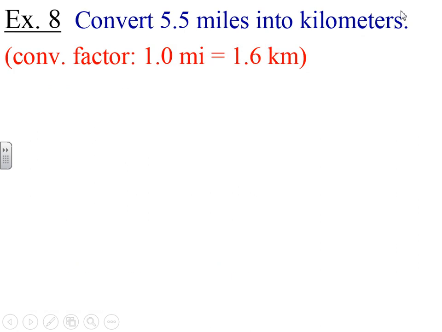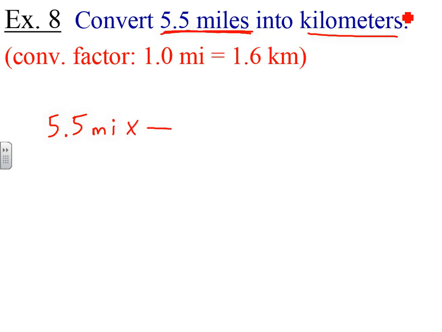So here we have a problem, example problem 8, and it says convert 5.5 miles into kilometers. We are given the conversion factor as 1 mile equals 1.6 kilometers. Rule number 1 says we write down what we want to convert with the units. So 5.5 miles is what we want to convert. So put 5.5, and then you can write out miles, or I'll put just the first two letters, mi.